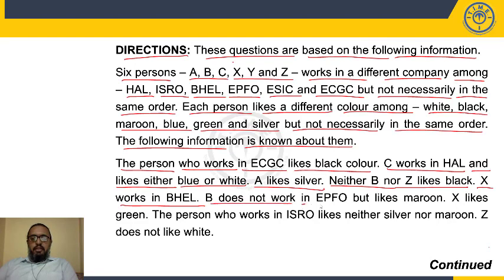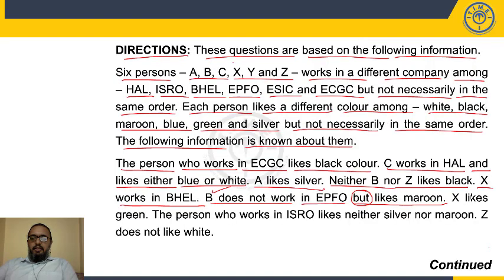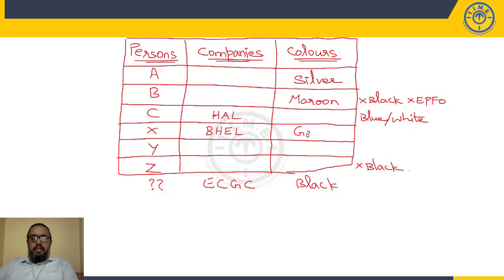B does not work in EPFO but likes maroon. So when you have the word "but", whatever comes after that refers to the first, that is B. So B likes maroon and B does not work in EPFO. Then X likes green.